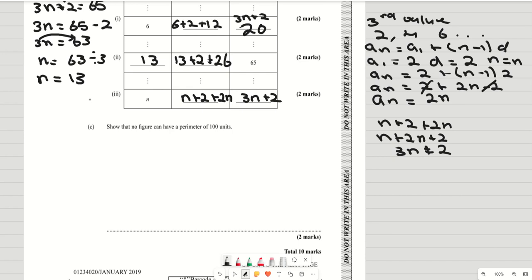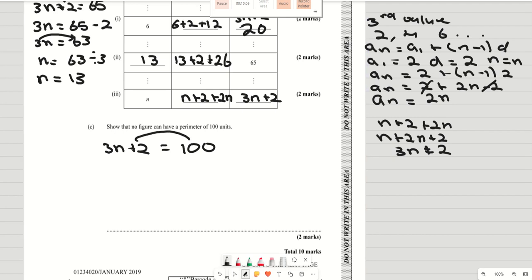All right, so if we look at part C, show that no figure can have a parameter of 100 units. So they're telling you that 3n plus 2 is not equal to 100. It cannot be equal to 100. So we have to show that. So we're going to make n the subject. Now, n could only be whole numbers. So let us make n the subject to see what is your figure number.